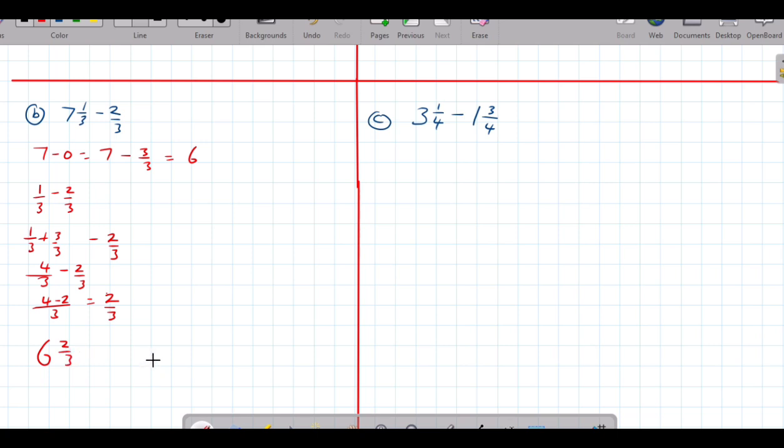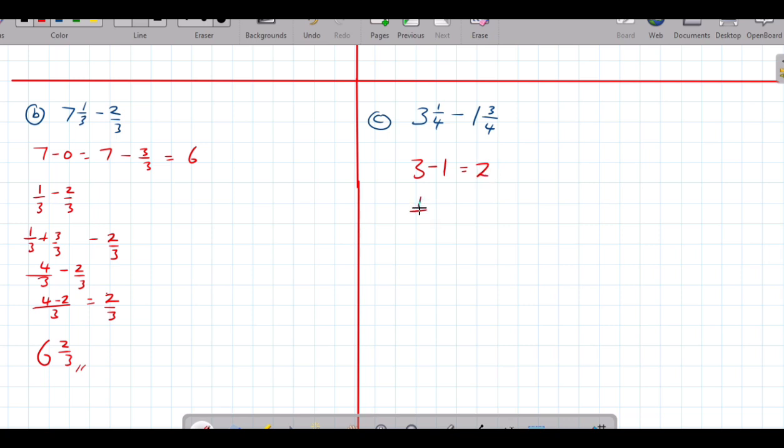So 6 whole number 2 over 3 is going to be my final answer for this. Now let's move to the next one. We have 3 whole number 1 over 4 minus 1 whole number 3 over 4. So I can proceed by subtracting my whole number. This is going to give me 2.